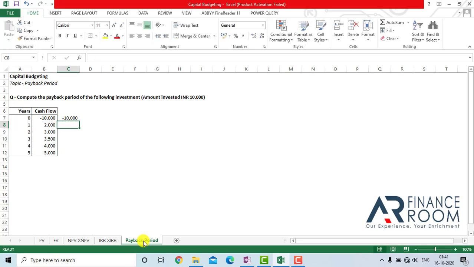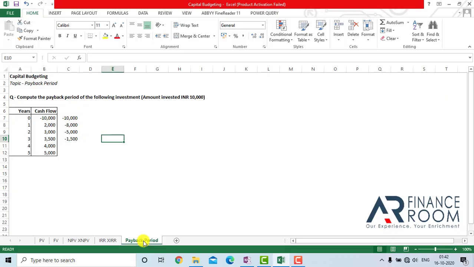First, we find out the cumulative cash flows. So in year 1, it will be minus 10,000 plus 2,000 we have recovered. So the amount to be recovered is 8,000. Then in year 2, 5,000 left to be recovered. Year 3, 1,500 left to be recovered. Now, consider this. In year 3, we have only 1,500 to be recovered. But what is the cash flow for year 4? 4,000. That means we will be recovering our invested amount between 3 and 4 years.